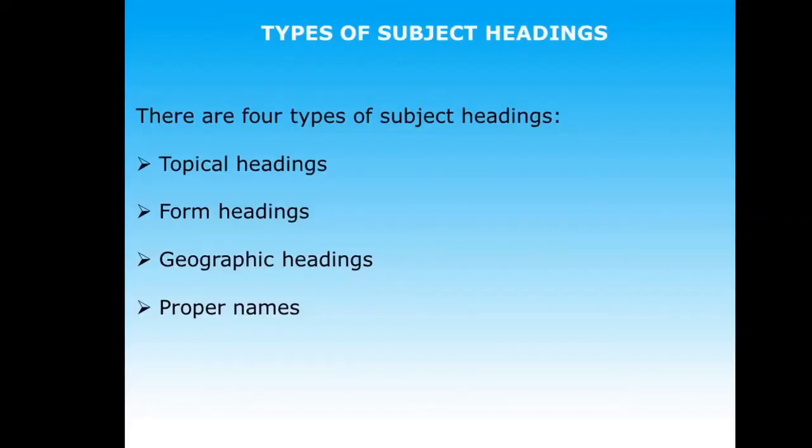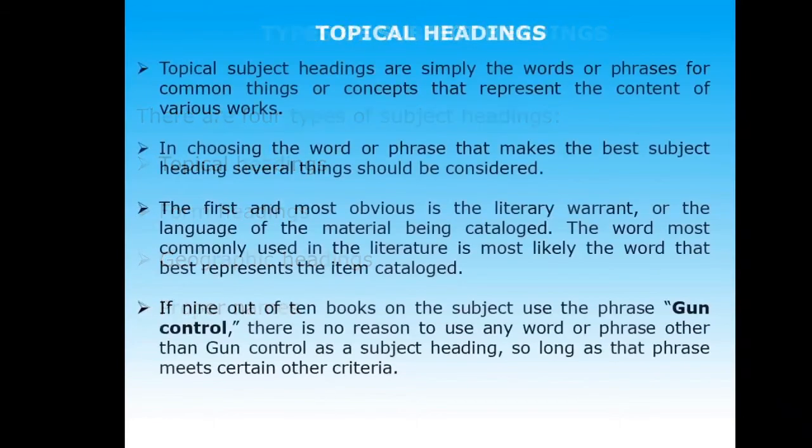So next we are going to discuss the types of subject headings. There are 4 types of subject headings: topical, form, geographic and proper names. I have already told you about this in LCSH also. Again I will briefly go over these 4 types. Topic, as the name implies, is nothing but the words or phrases that represent the thought content of the subject.